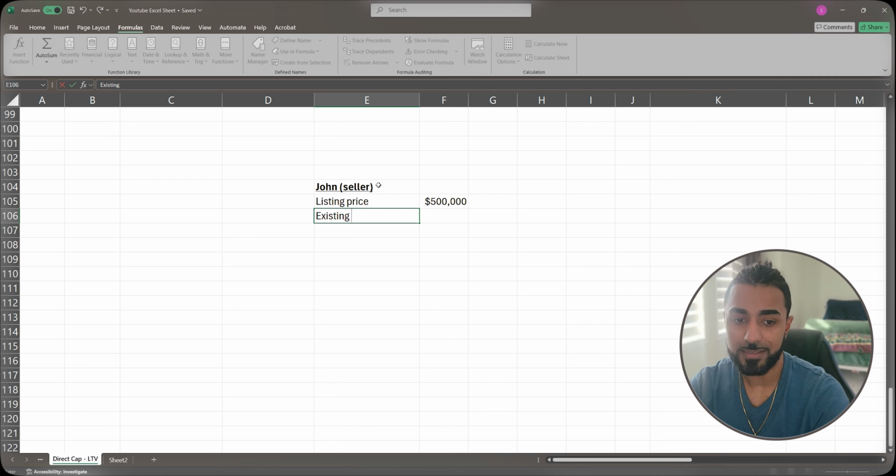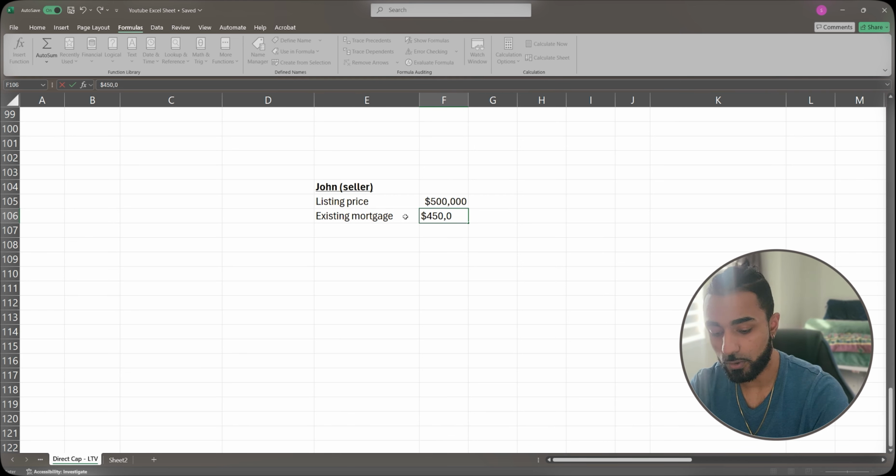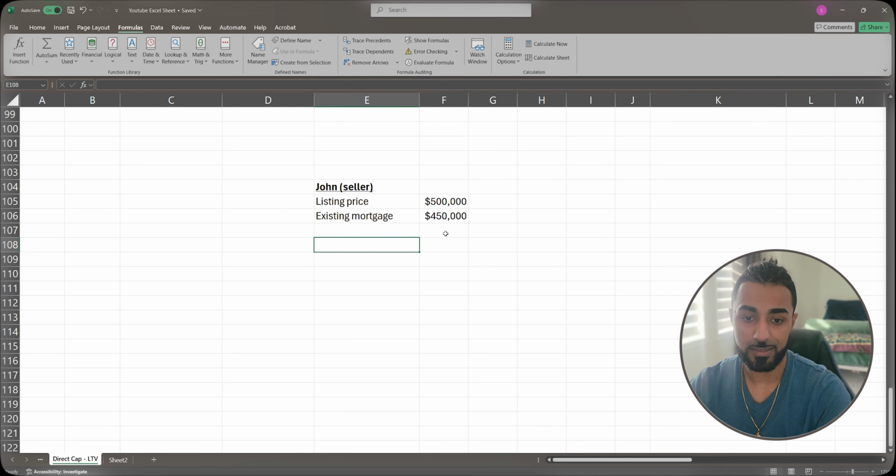However, John has an existing mortgage on the property, right? So there's an existing mortgage on the property of $450,000. Okay, so John didn't pay much down, or he refinanced a few times, and he has $450,000 owing at the time when he wants to sell the property, right?